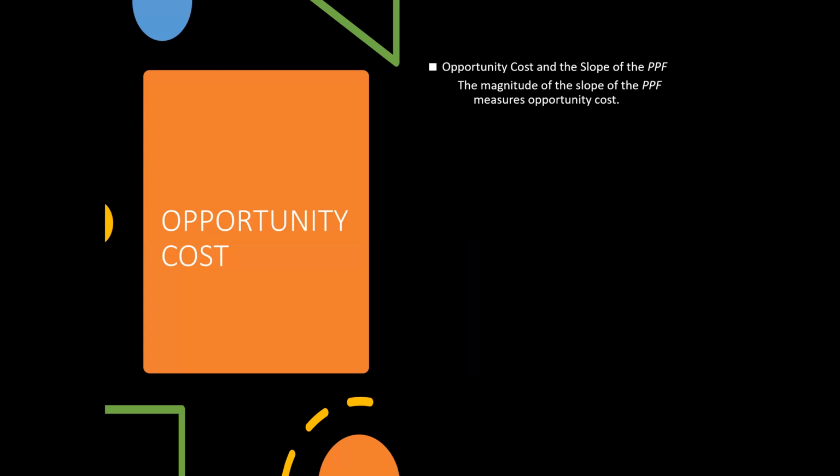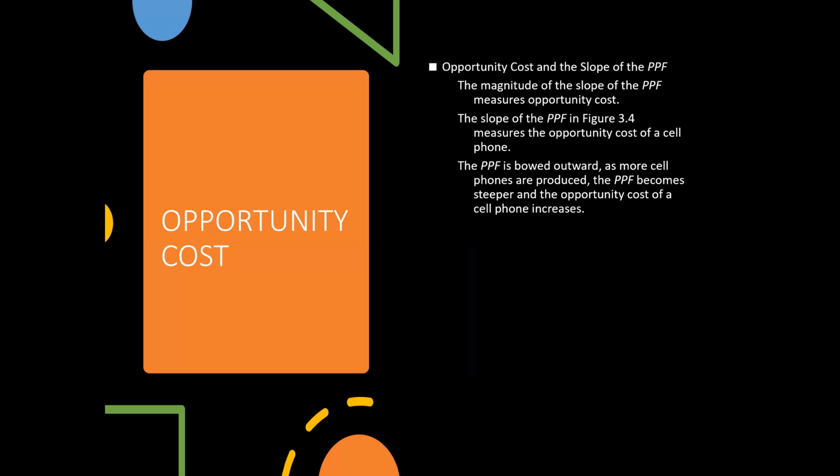The opportunity cost and the slope of the PPF. The magnitude of the slope of the production possibility frontier actually measures the opportunity cost. And we have shown in the last figure that the slope of the PPF actually measures the opportunity cost of cell phones, and it also shows that it is bent outward. As more cell phones are produced, the PPF becomes steeper and the opportunity cost of cell phones increases.